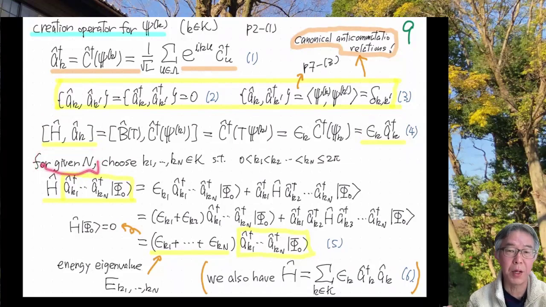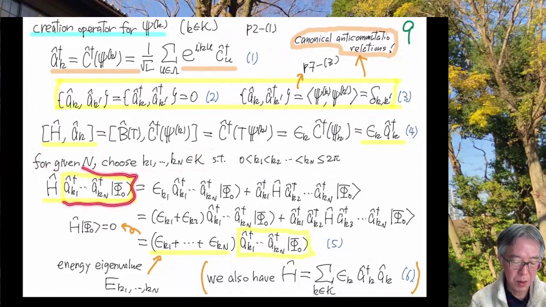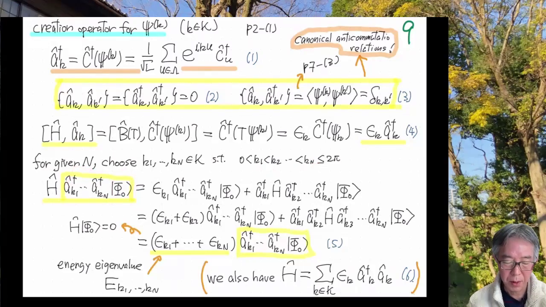So to get an energy eigenstate, we are first given the particle number n, that is between 1 and L. Then you choose n elements from the set of wave numbers, and to avoid double counting, we order them like this. Then you consider this state. We start from this phi 0 and simply create all these states with the wave numbers that we have chosen. And you apply H.